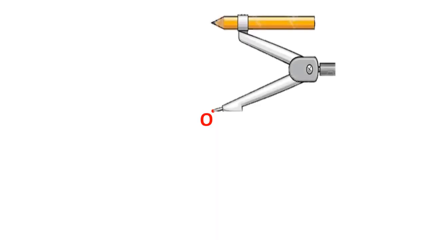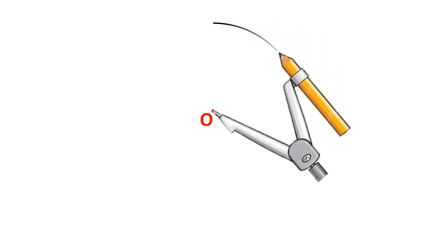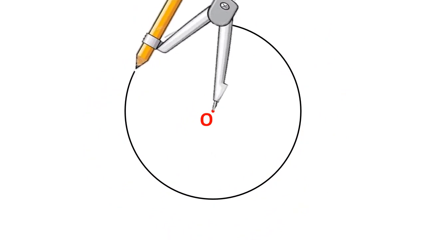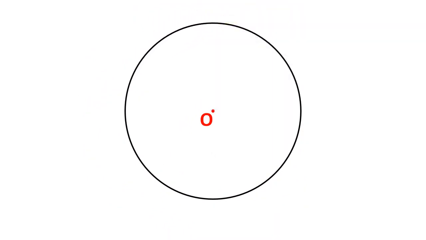Mark a point O on a sheet of paper and keep the needle arm of the compass on the point O. Rotate the pencil head around the center point marked O and draw a circle with a compass. Take any point on the circle. Mark it as P. Join O and P. This line segment OP is called a radius of the circle.